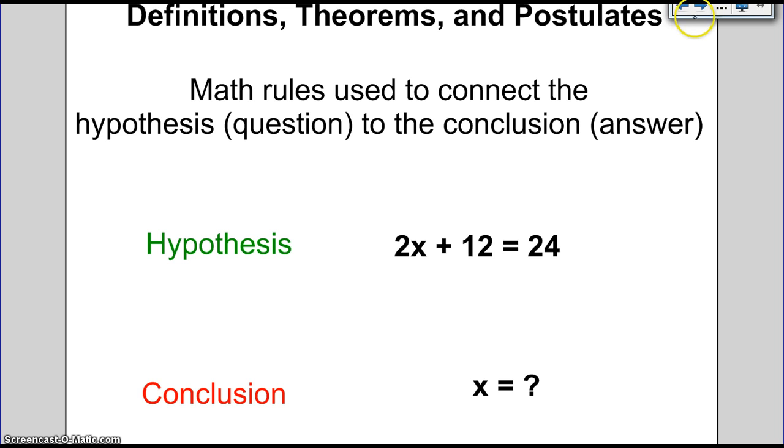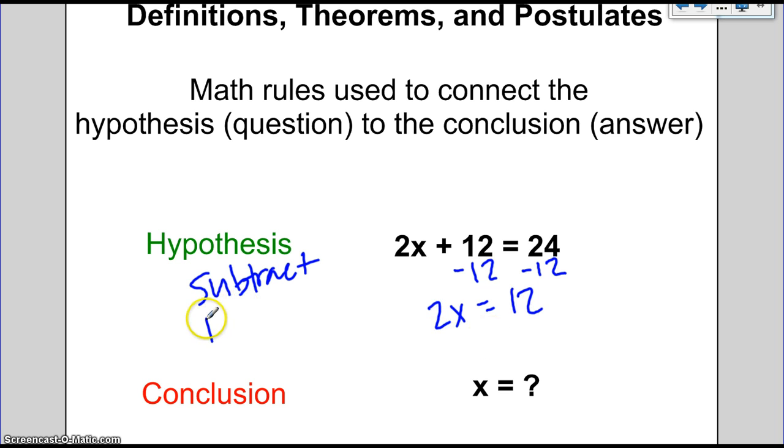So math rules are used to connect the hypothesis to the conclusion. So how do we solve this problem in the first place? What we do is we know to subtract 12 from both sides. Okay, we know to subtract, and that gives us something, and we know to divide. So the conclusion here is x equals 12 divided by 2, which is 6.